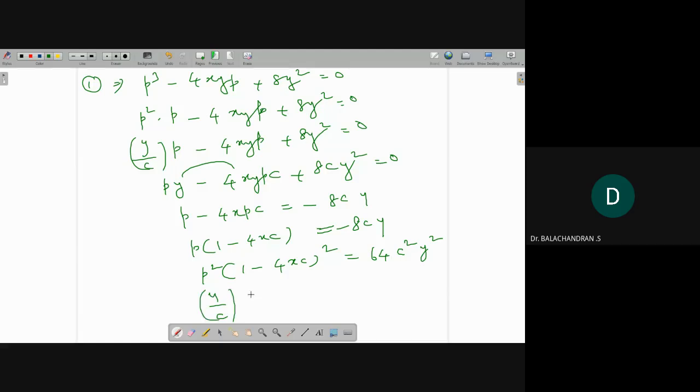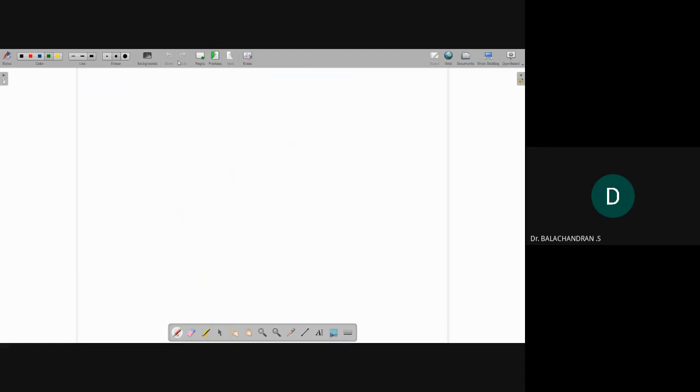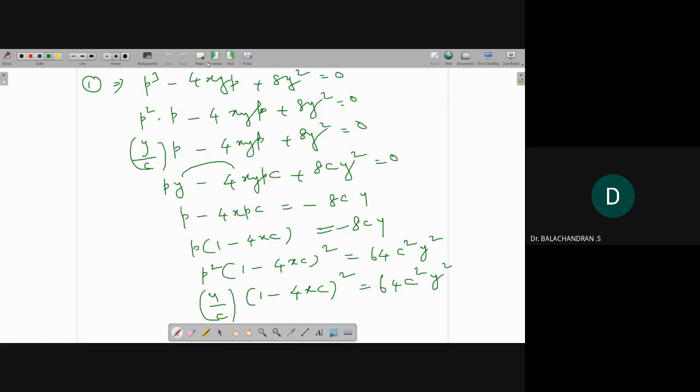1 minus 4x c square equal to 64 c square whole square. So throughout multiply by c, you'll get, and you can cancel y also. So you can cancel y and throughout divide by c, you'll get 1 minus 4cx whole square equal to 64 c cube into y.